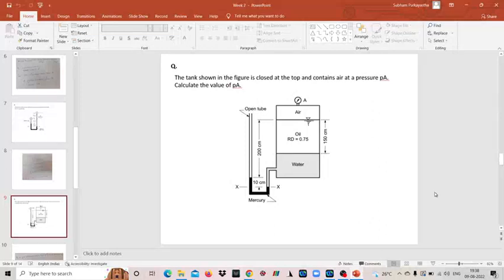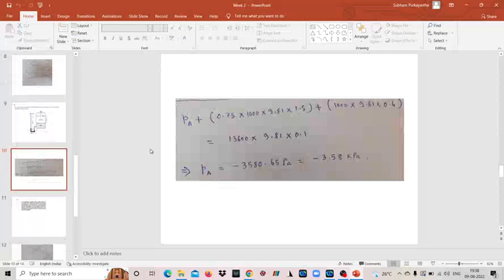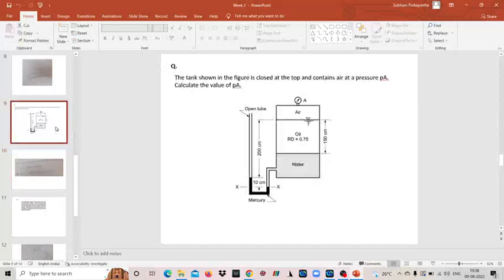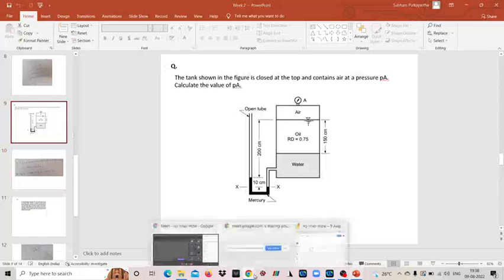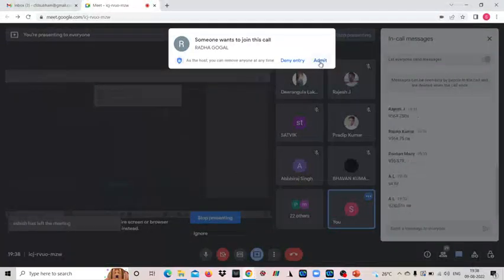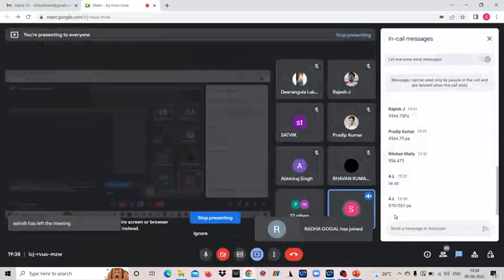No answers yet. So let's proceed to the solution. It is a very simple problem. See, if you look carefully, you can solve this question. Okay, you can solve this. Yeah, somebody wrote 9781551 Pascal. Okay, let's see.